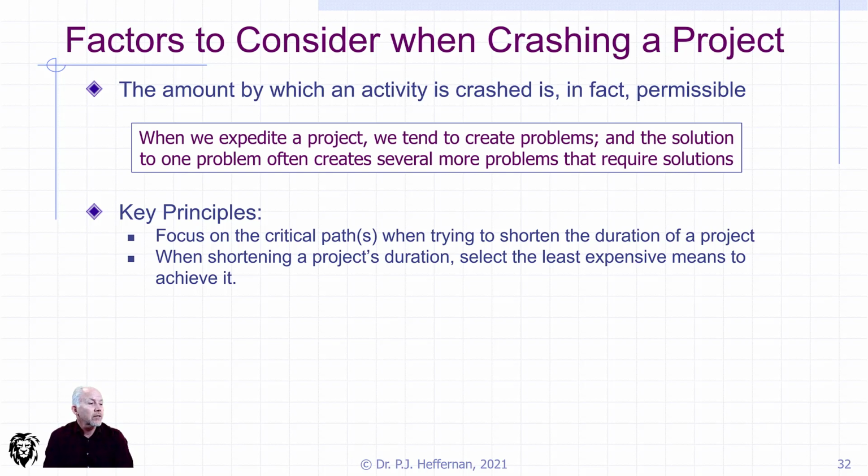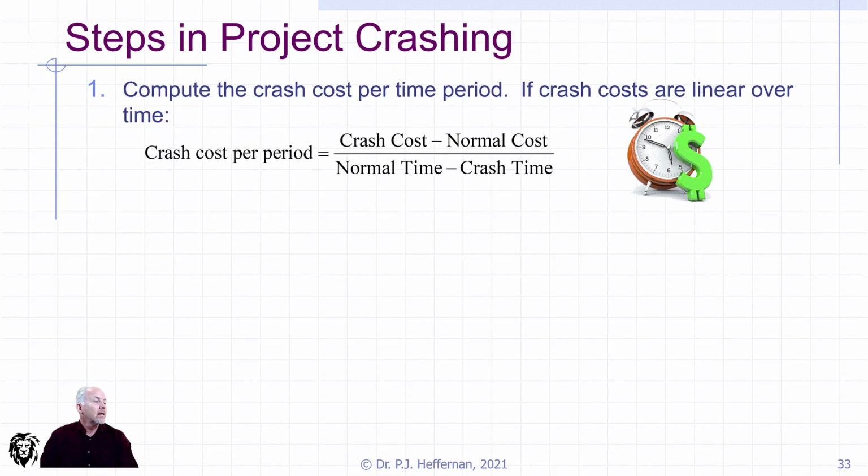So we're going to focus on the critical path, and we're going to try to do it with the least expensive options. By looking at each of our activities and figuring out its normal cost, normal time, its crash cost, crash time, we can see how much time we're saving and how much it's costing us to save that time. So we're going to do that in a series of steps.